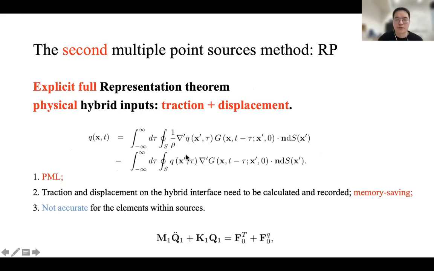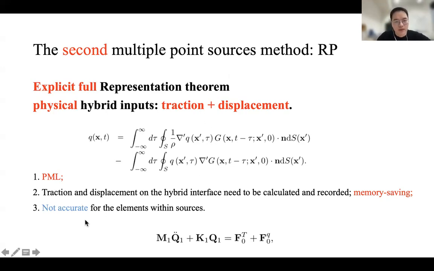But because of the full representation, now that means we can use PML. And it's also very memory saving because we only need two quantities, both exactly on the interface. That means if we do the 3D simulations, we only need a 2D hybrid input exactly on the interface.